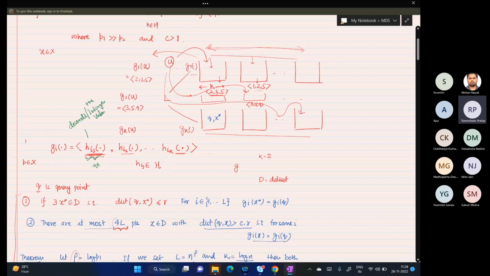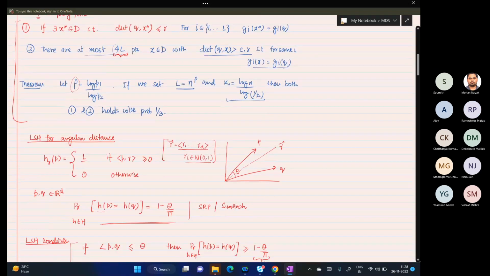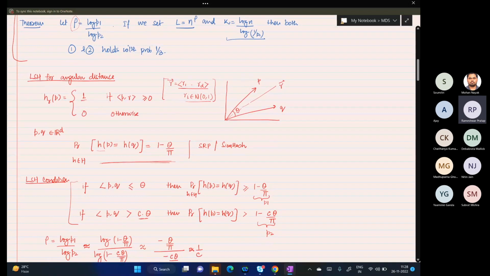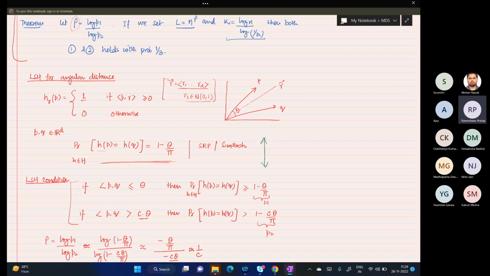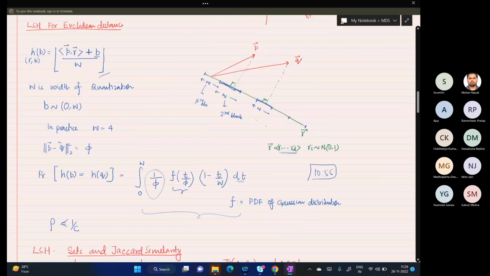Right. So again, the guarantee that we are getting using MinHash is roughly similar to this. Like the probability that the hash value of two data points is the same is equal to their similarity. Or in case in here it's angular distance. So roughly the same guarantee we are getting over here.